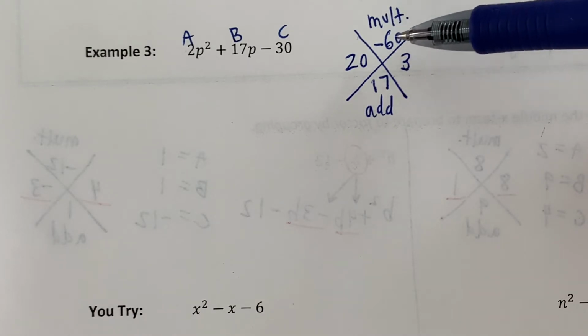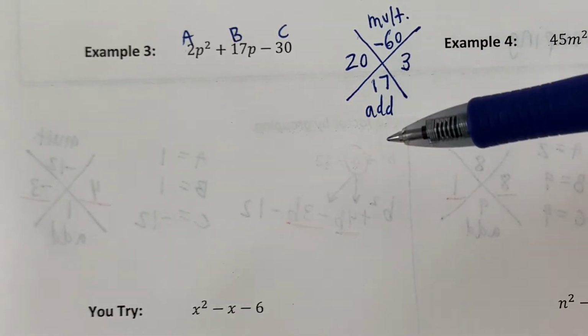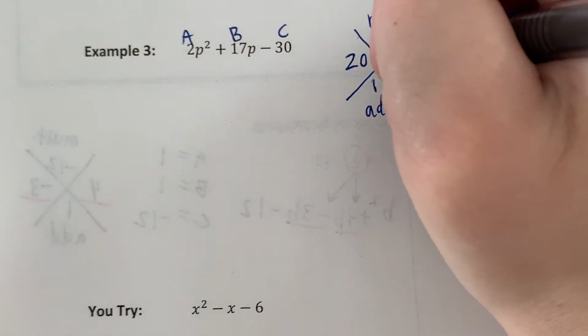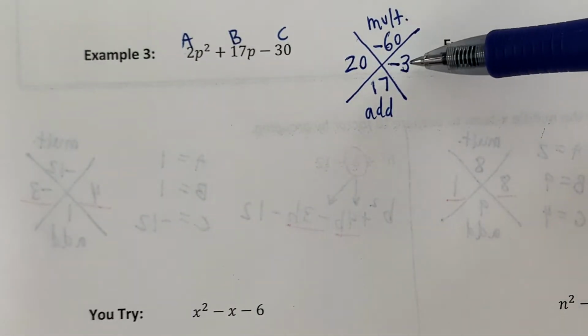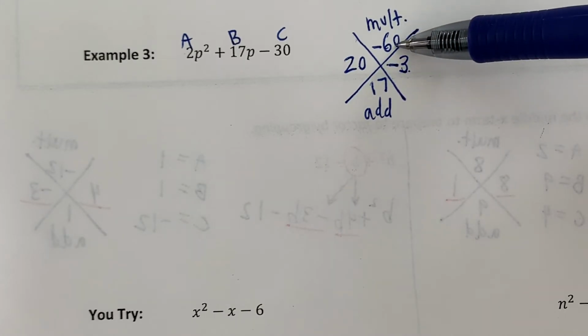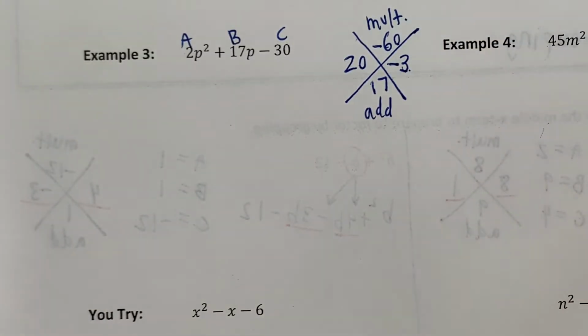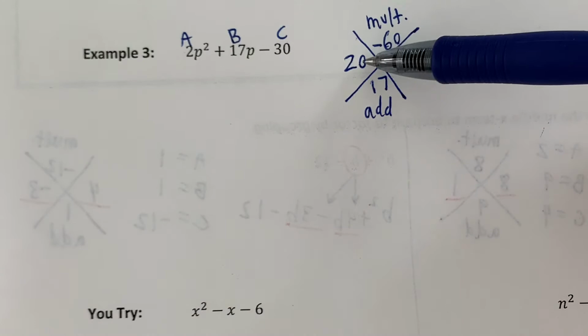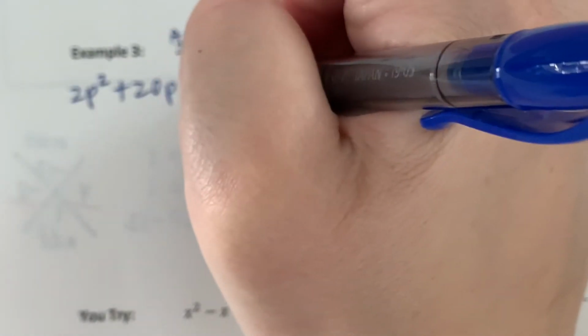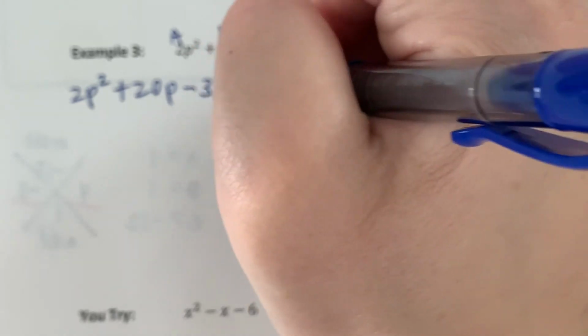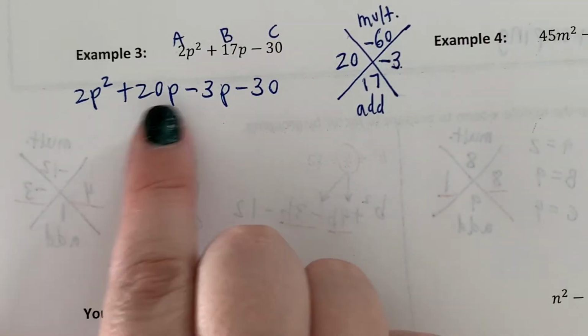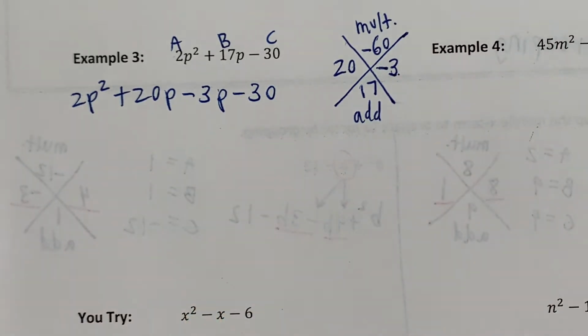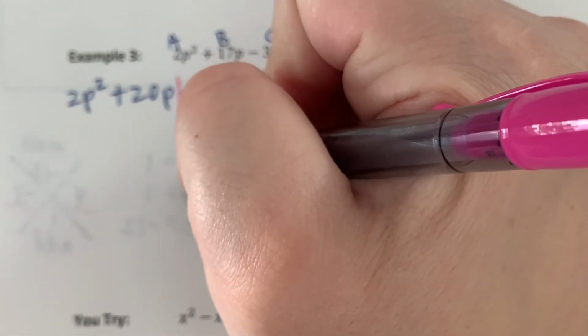And the way we determine which one is negative is because when added, they have to add to 17. So that means our 3 is going to have to be negative. 20 times negative 3 multiplies to negative 60. 20 plus negative 3 adds to 17. So I'll split up my middle term, 17p, into 20p and negative 3p. So I have 2p squared plus 20p minus 3p minus 30. Now I have 4 terms. I can split it up to factor by grouping.